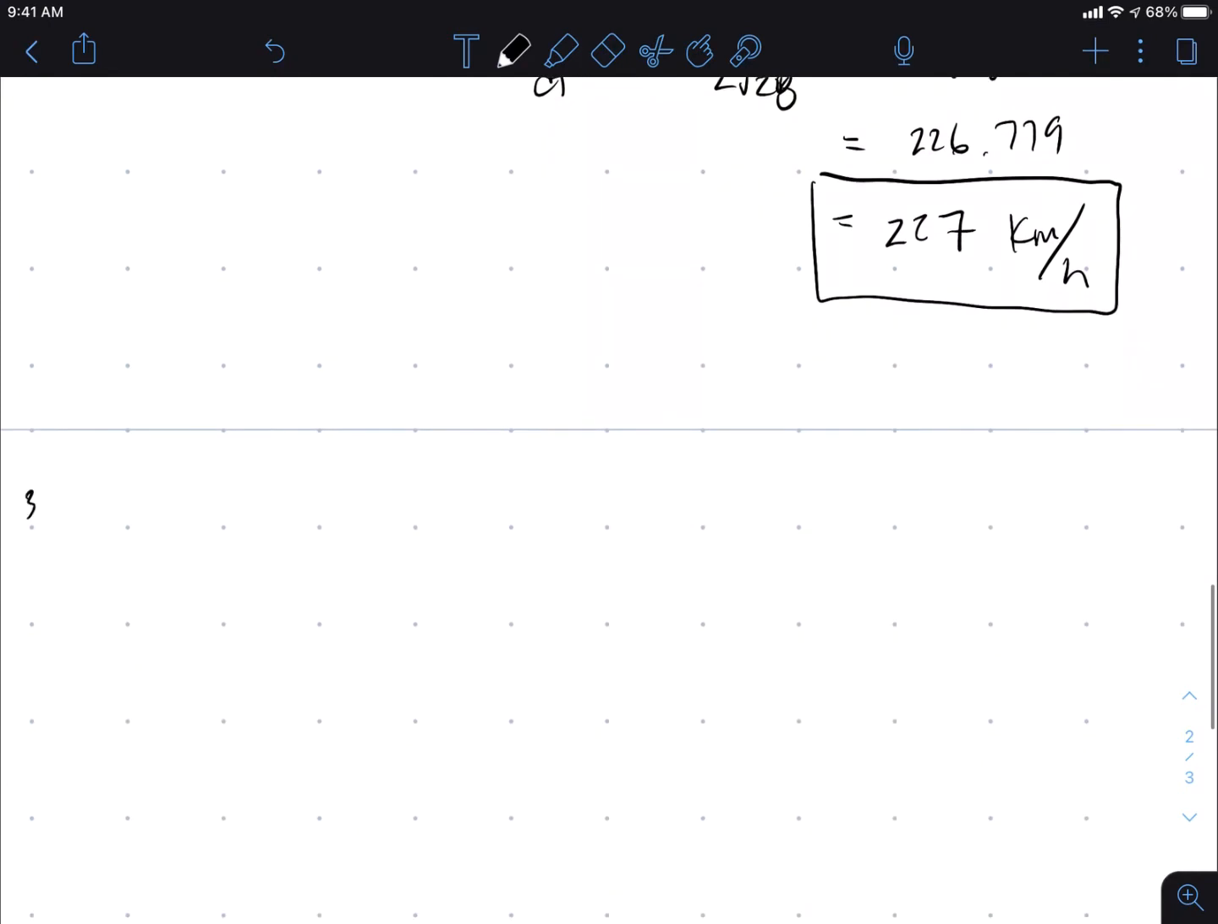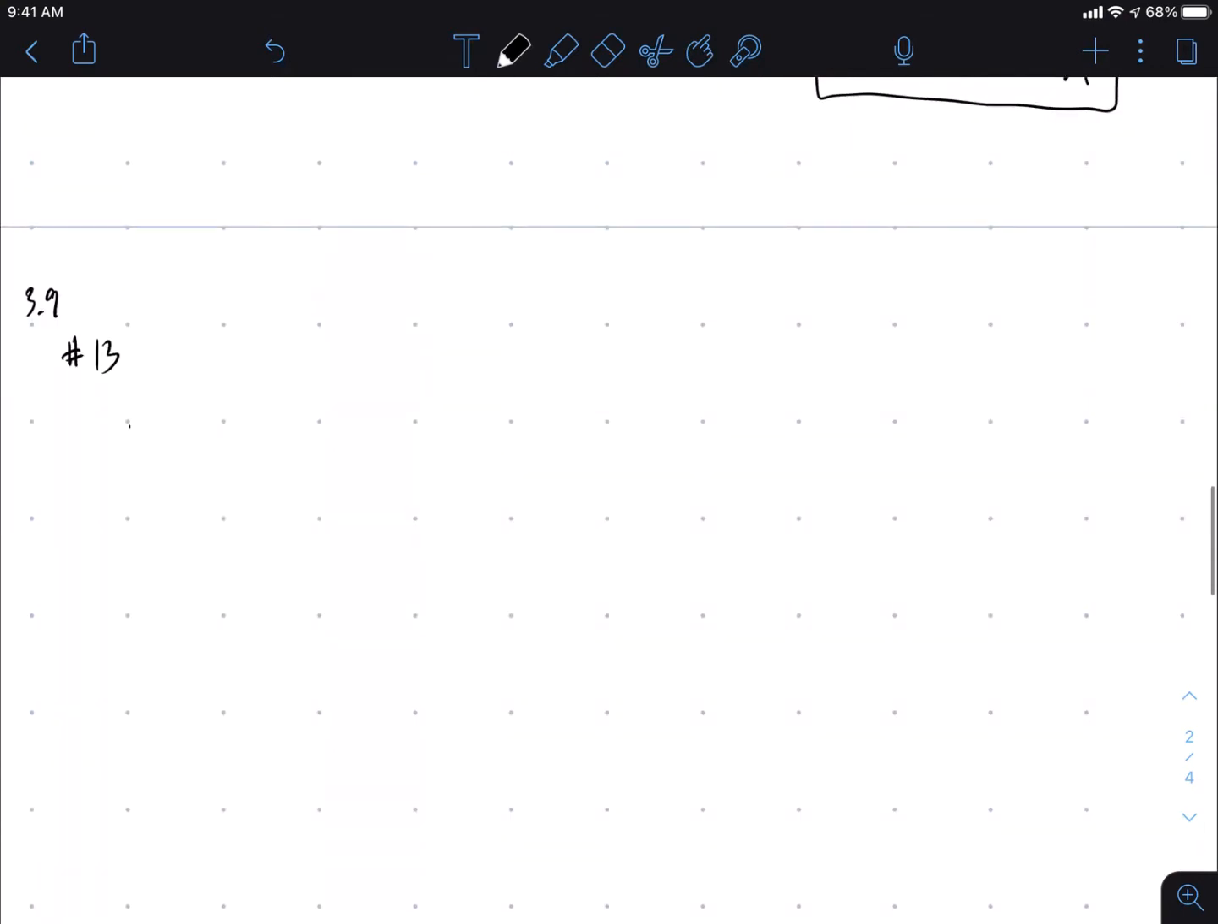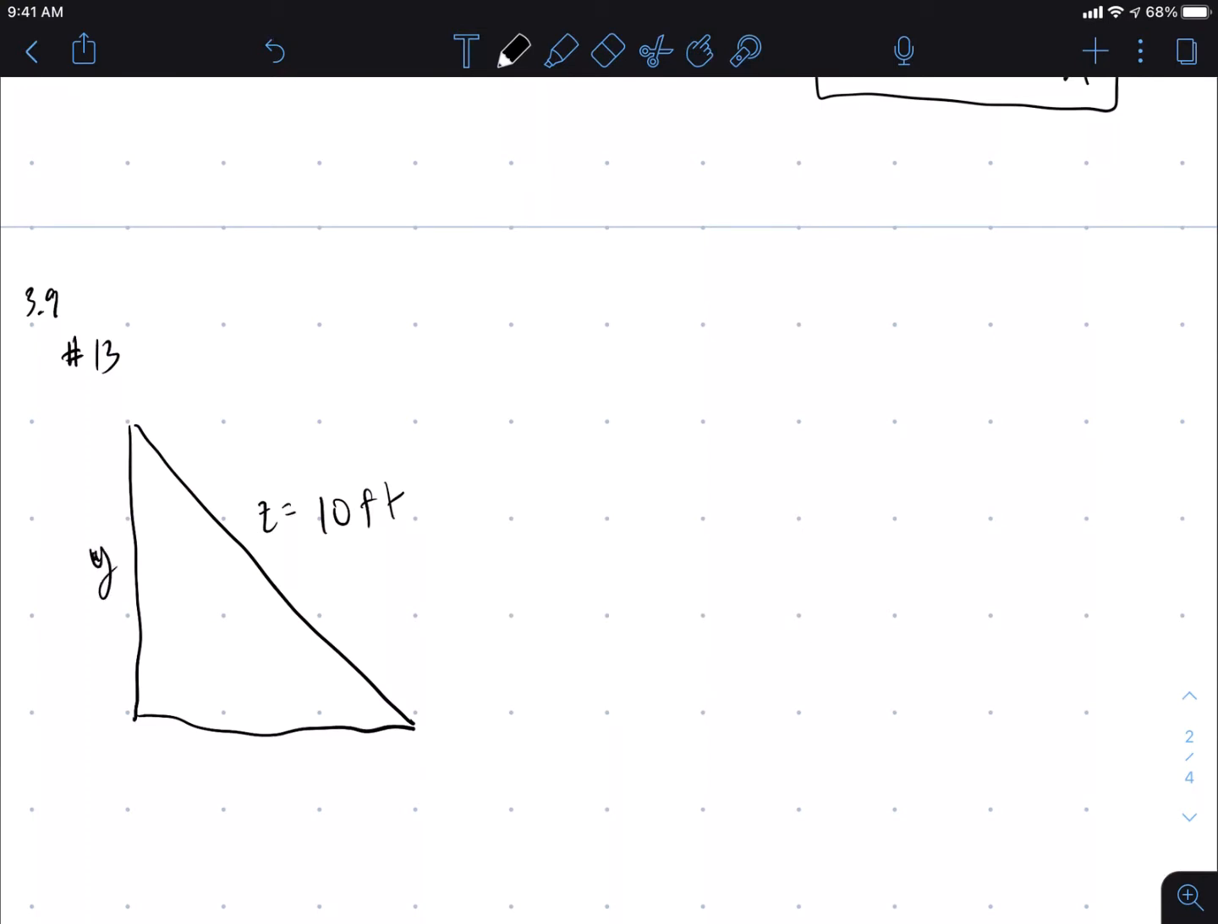All right, this is 3.9, number 13. My problem says a ladder is 10 feet long, rests against a vertical wall. This is 10 feet. We'll call that Z. This will be my Y. This will be my X. What is my dz dt, Carol?